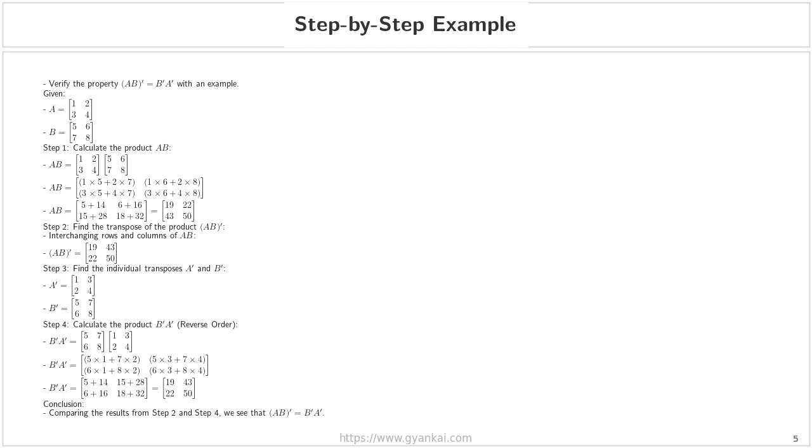In conclusion, if we compare our result from step 2 with our result from step 4, we can see they are identical. This confirms that the transpose of the product of AB is indeed equal to the product of the transposes in reverse order, B prime A prime. Keep this reversal in mind, as we will see in the next slide why ignoring this order is one of the most common mistakes students make.